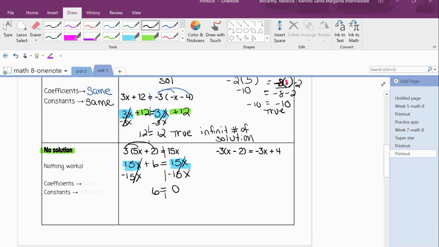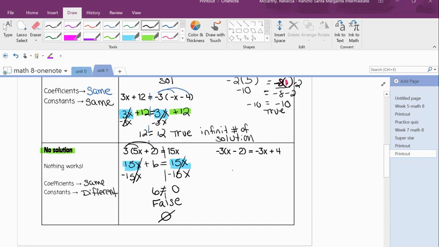Will 6 ever equal 0? Never. So this is a false statement. That means nothing will work. So this is what we call no solution. When I'm looking at my equations, my coefficients are the same and my constants are different. So that's the key element here.